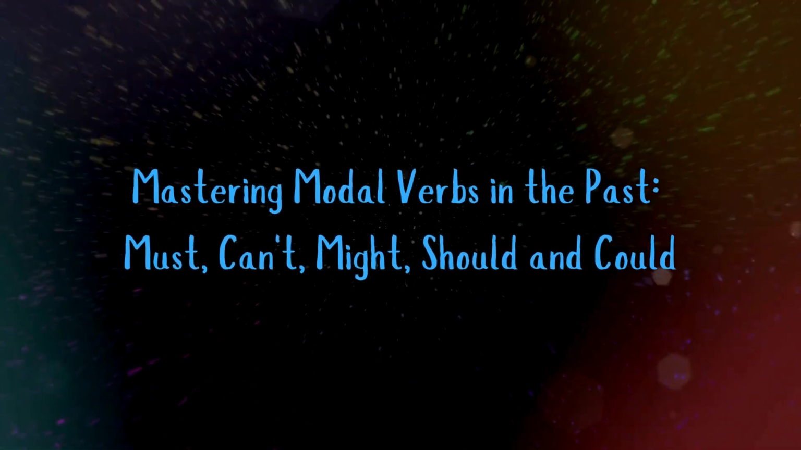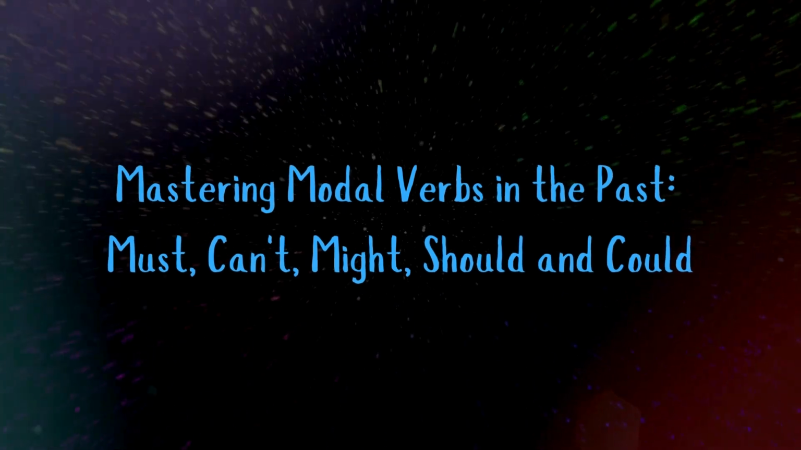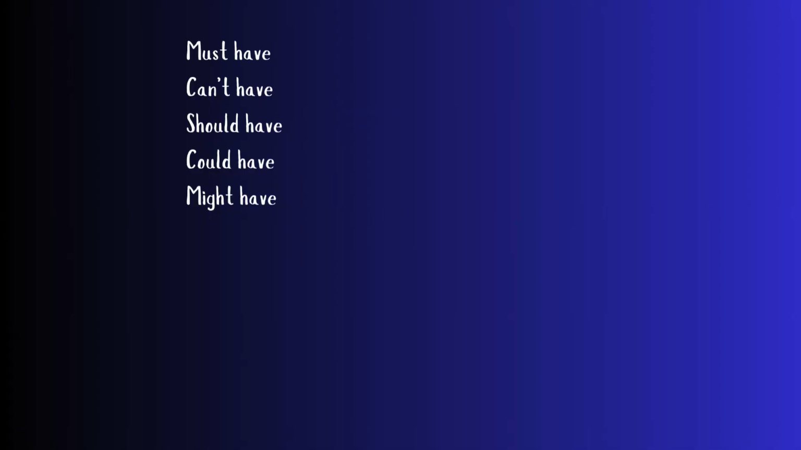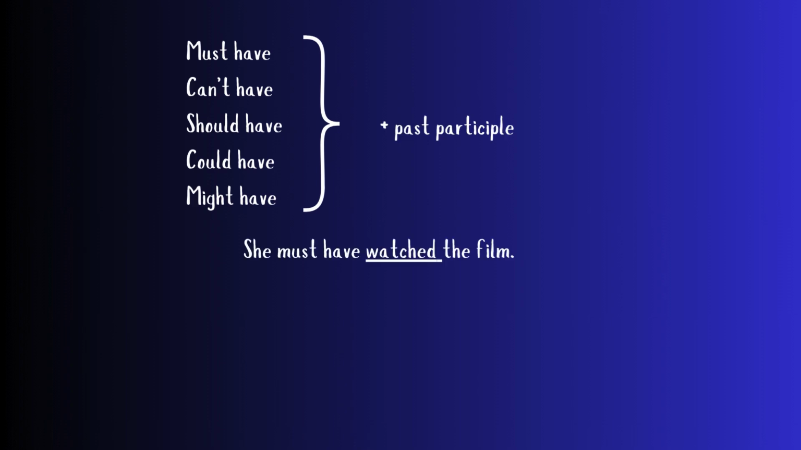Today we're going to unlock the mysteries of modal verbs in the past. Just a quick note before we dive in. When we use these modal verbs for the past, we use the past participle of the verb. One example is, she must have watched the film. Watched is the past participle of the verb watch. Another example is, they might have taken the dog out for a walk. Taken is the past participle of the verb take. Okay, now that we've got that out of the way, let's dive in.